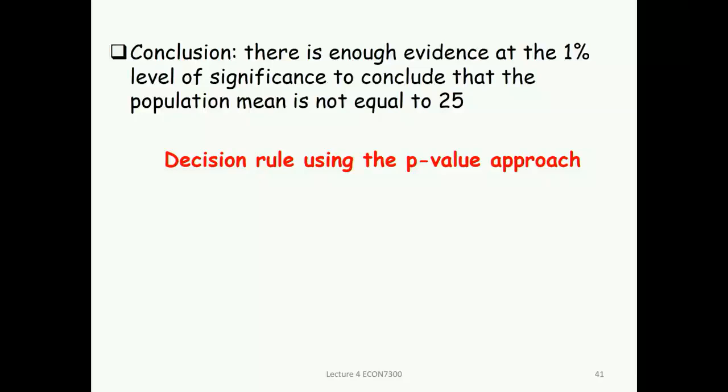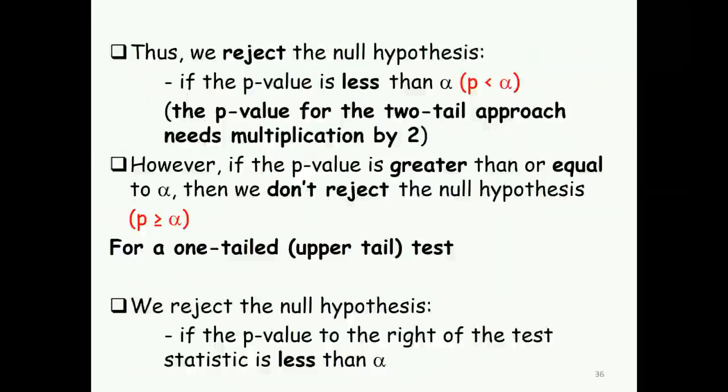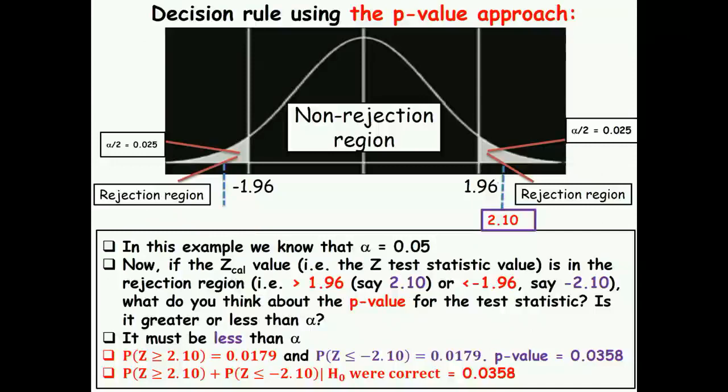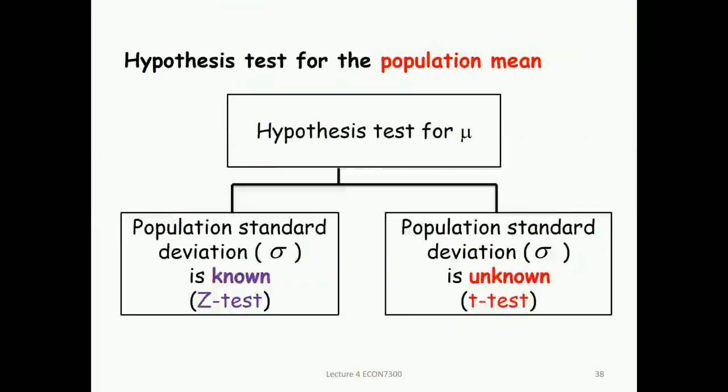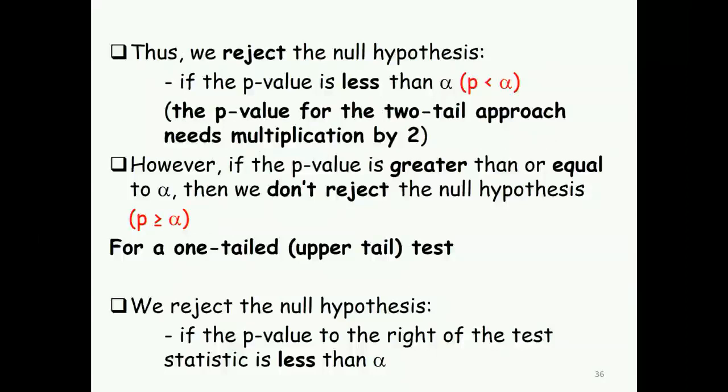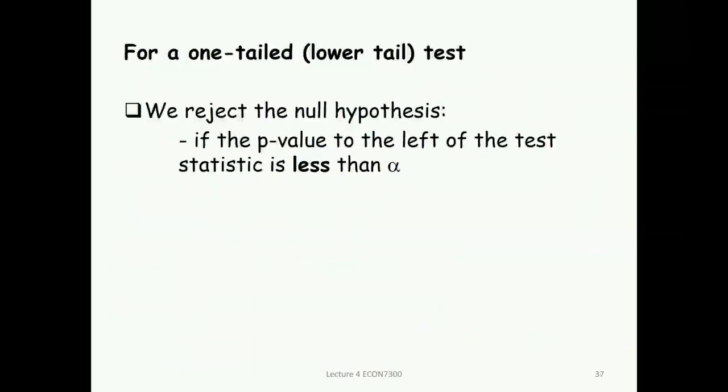Okay. Now, let us apply the p-value approach. In the p-value approach, do we have to multiply by 2 or no? The p-value approach that I used here, did I multiply it by 2? Why do I multiply it by 2? Because it is a two-tailed test. So let us do the same way. Because if you remember, the p-value for the two-tailed approach needs multiplication by 2.